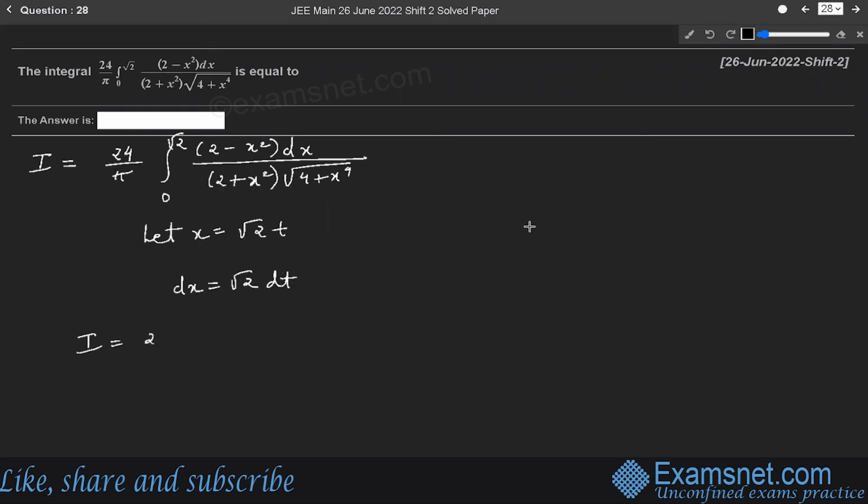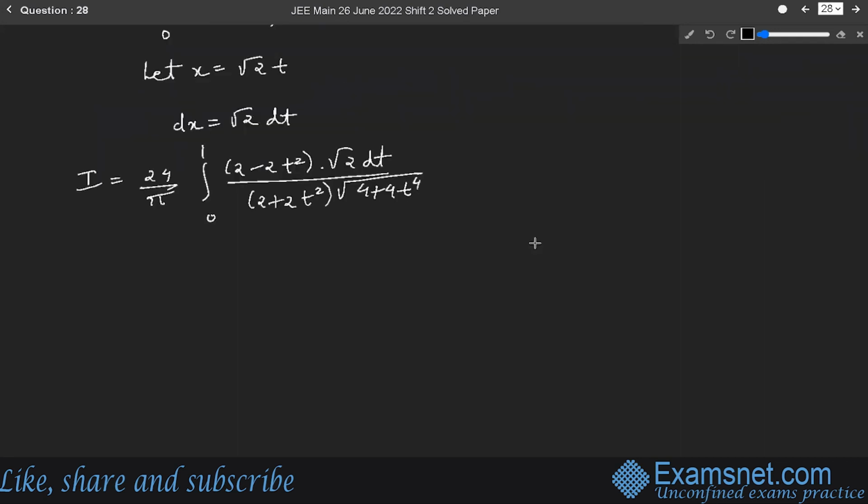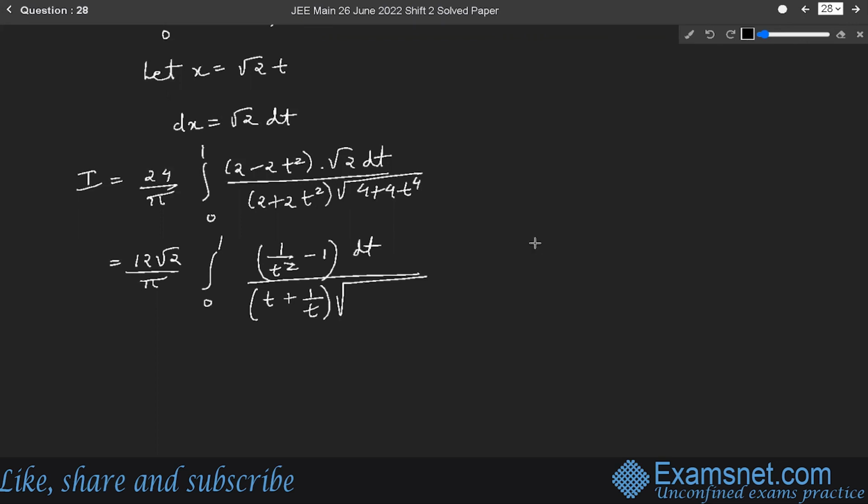So I will be equal to 24 upon pi integral of 0 to 1 2 minus 2t square into root 2 dt divided by 2 plus 2t square into under root of 4 plus 4t power 4. So this will be equal to 12 into root 2 divided by pi integral of 0 to 1 of 1 upon t square minus 1 dt divided by t plus 1 upon t into under root of t plus 1 upon t whole square minus 2.